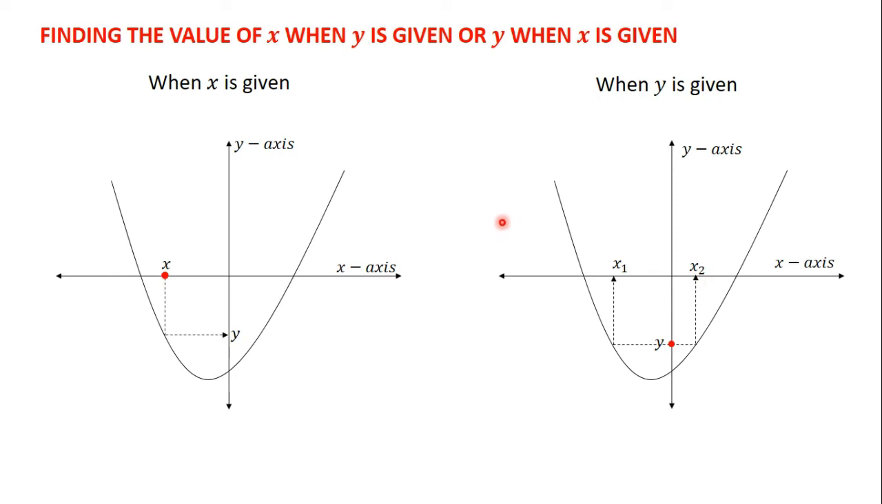You can see that in both cases, I used a curve that has a U-shape. The procedure is the same when the curve has an N shape, so nothing changes. You follow the same procedure to get the value of x when y is given, and also the value of y when x is given.